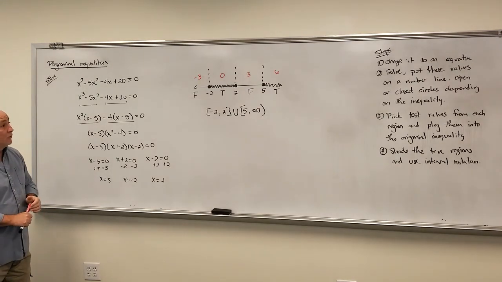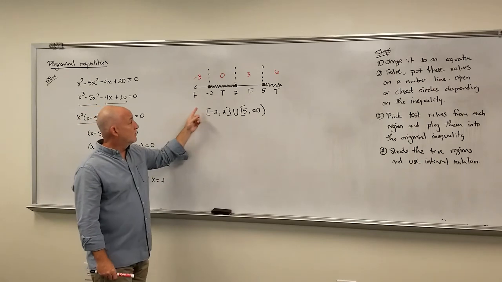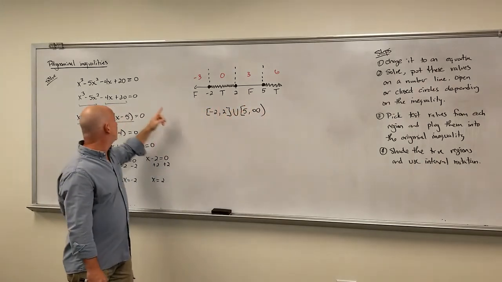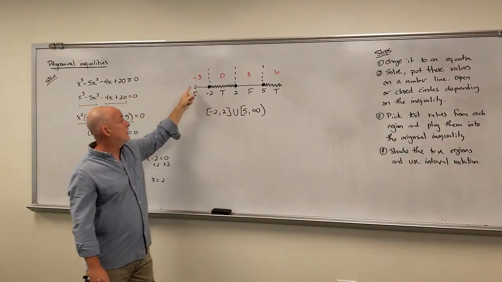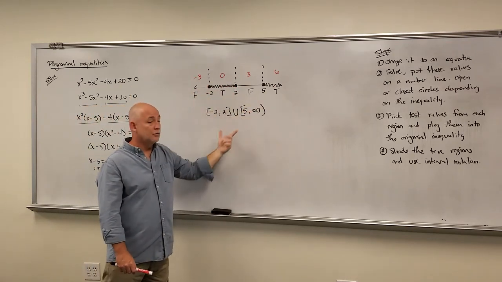So solving polynomial inequalities. Change it to an equation, solve, put those values on a number line with either open or closed circles depending on the inequality, pick a test value, plug it in the original inequality, shade where it's true, use interval notation.